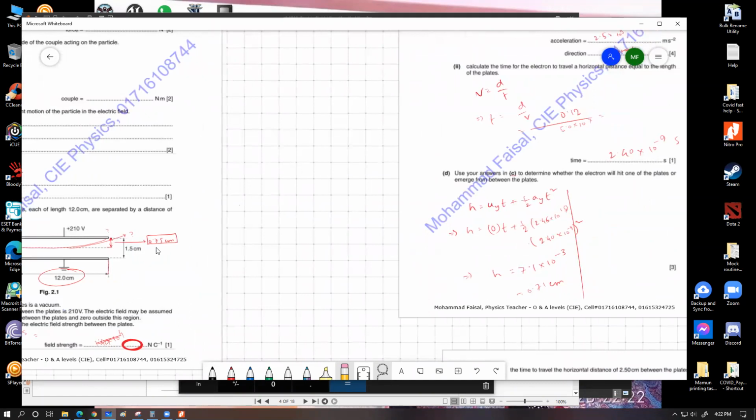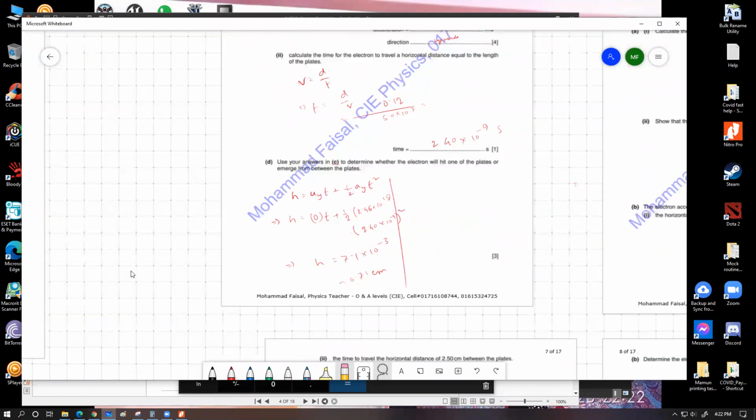But the allocated space was 0.75. Now you have to show this calculation. You have to write. This is how I would write if I was answering this. Available vertical height to emerge out equals 1.5 divided by 2 equals 0.75 centimeter.